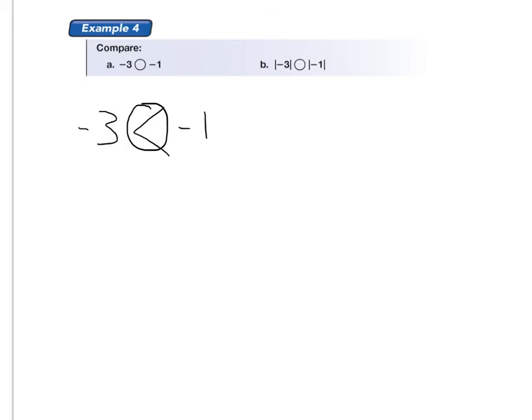My less than symbol is like a hungry, hungry alligator that wants to eat the bigger number. So how I would compare this, I would just write less than. There's my answer. Because if I'm a hungry alligator, I want to eat the bigger number, and the bigger number in this case is negative 1.